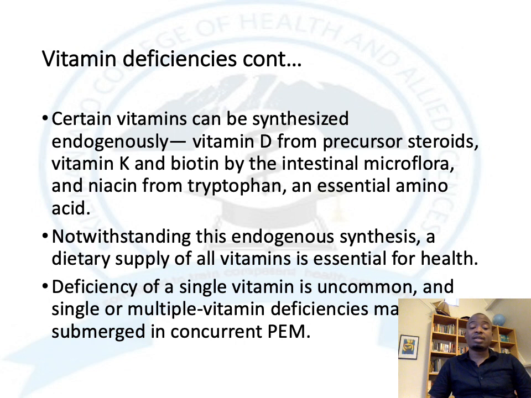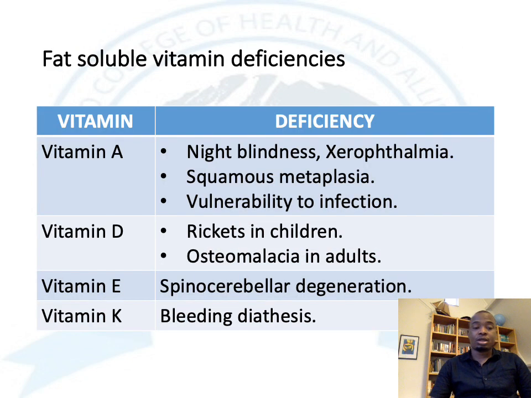Deficiency of a single vitamin is uncommon, and multivitamin deficiency related to protein-energy malnutrition is very common. So here are some of the vitamins and the effects of their deficiency in the body. Vitamin A deficiency can cause night blindness, because it is responsible mostly for seeing well.